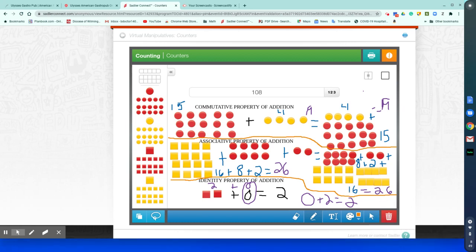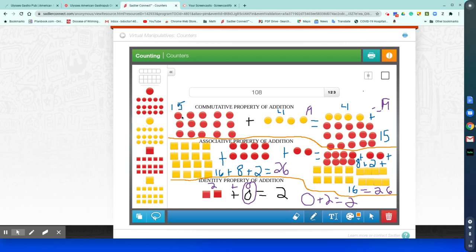Today we're going to talk about properties of addition. When we write addition expressions using numbers, sometimes when we use an expression in a different way, it doesn't change the sum. And so properties of addition were devised to kind of put different expressions into different categories.